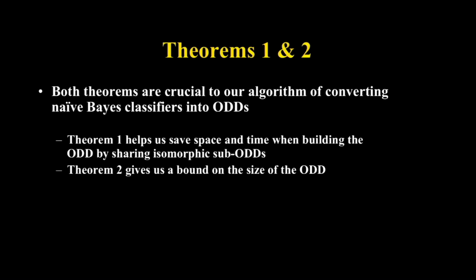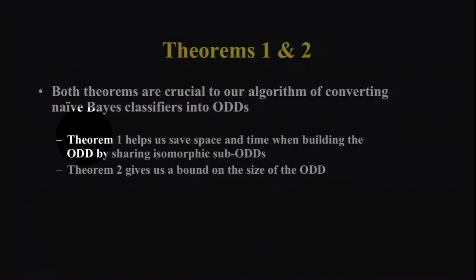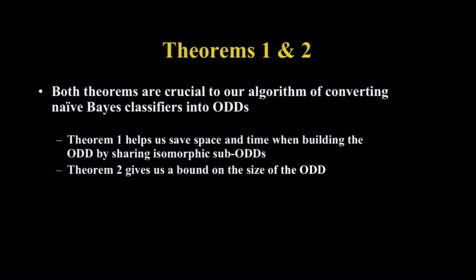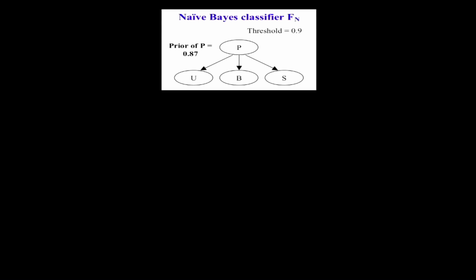In the next few slides, we're going to talk about converting naive Bayes classifiers into ordered decision diagrams. And we're going to find that theorem 1 will help us save space and time when doing the compilation, by sharing sub-ODDs and therefore getting a graph structure instead of a tree structure. And theorem 2 will help us see the bound on the size of the resulting ODD. You guys are ready for the algorithm? Here's how it's going to work.